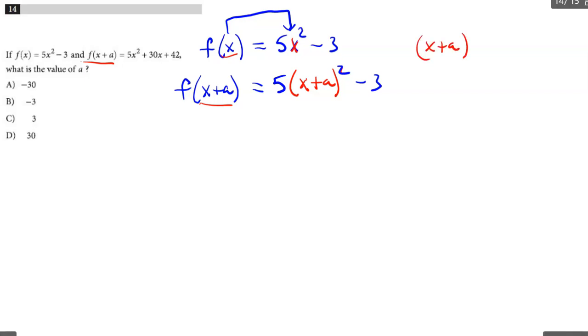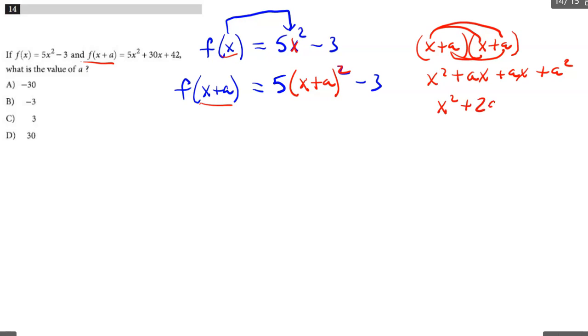X plus a times itself, when I square it, it's just times itself. And you could use FOIL or expansion or whatever you call it. Some people use boxes. But first times first is x squared. Outsides, some people call this double distribution. Insides, and then the end. And cleaning that up, you get x squared plus 2ax, because I can combine those like terms, plus a squared.